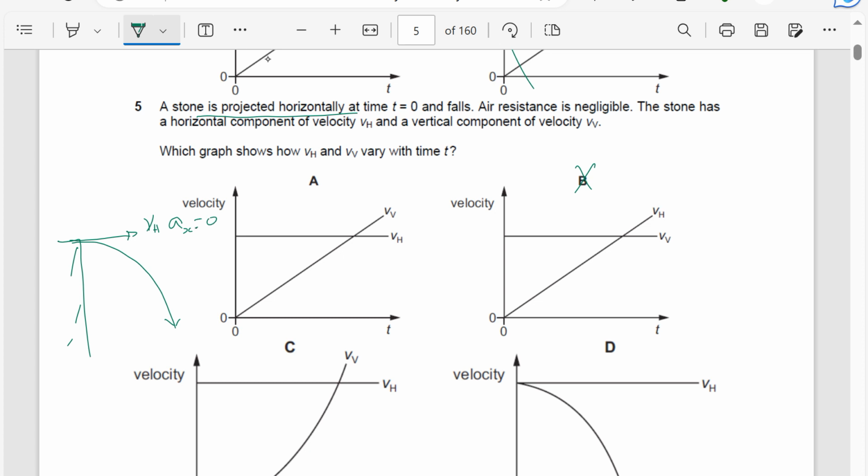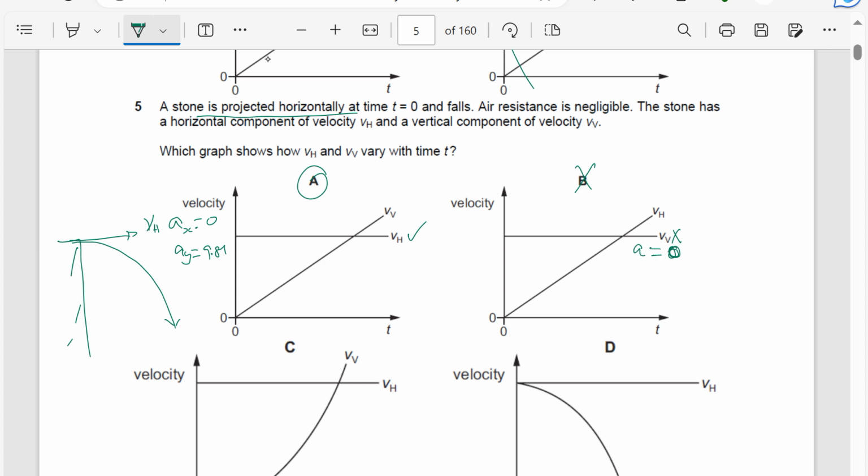And how about v in the vertical? Since air resistance is negligible, acceleration in the vertical is going to be constant, 9.81. How do we show that a body has constant acceleration from a velocity-time graph? And the acceleration is not 0. So this means our answer is going to be A, because A is showing vh is constant, and v in the vertical is a straight line whose gradient is constant, meaning a constant acceleration, but the gradient here is not 0. Why is this one not correct? Because here it is showing that acceleration is 0 since it is a horizontal line.